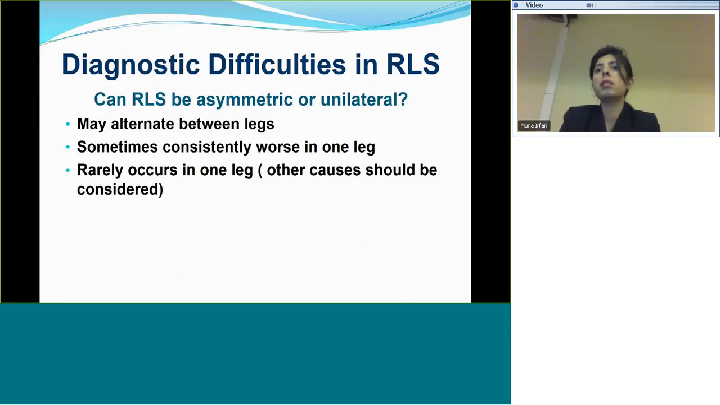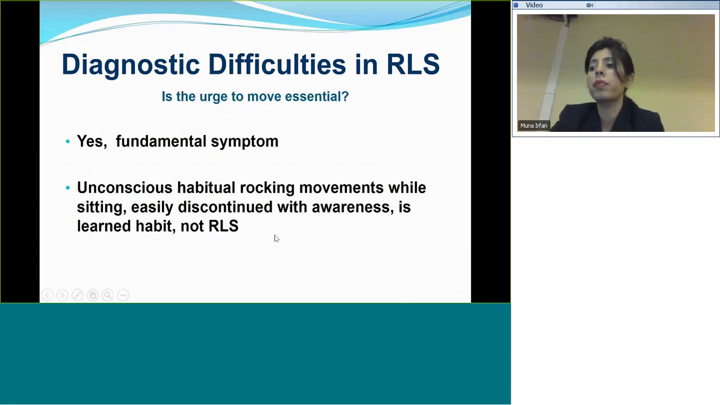The other important thing is, can Willis-Ekbom disease or RLS, restless legs, be asymmetric or present unilaterally? Typically it is present bilaterally, but it could sometimes be more prominent on one side as compared to the other, and sometimes it could even alternate. But occurring in one limb is rare. And again, we should exclude the other differentials in that case.